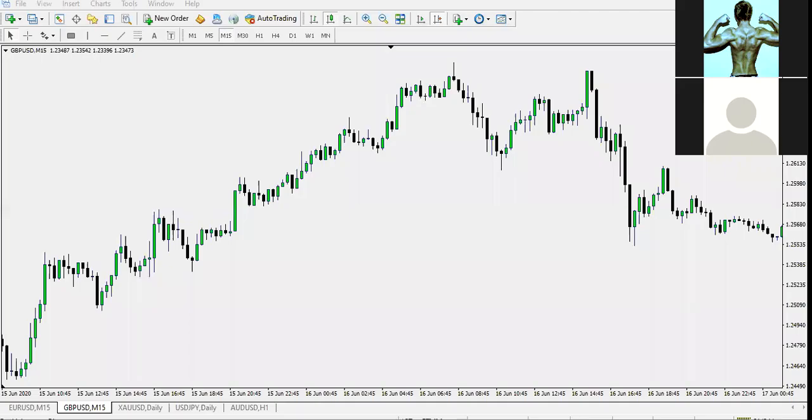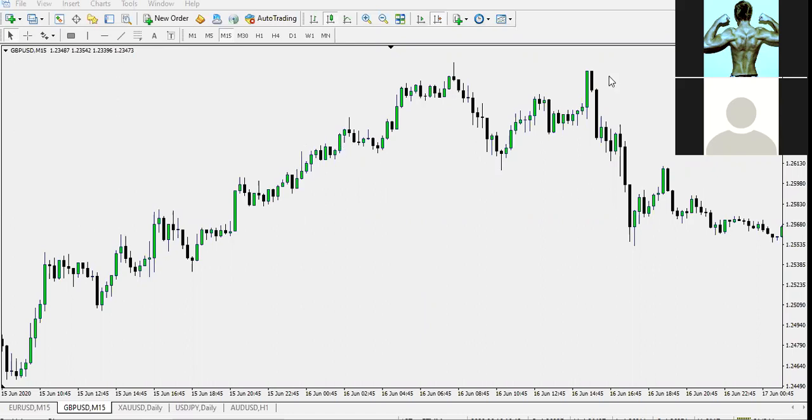So here is the 15-minute on GU. Now, generally, if you are going to be scalping on the lower time frames, you want to pick a pair that has lower spread than other pairs because you don't want to be taken out of your trade due to spread. So trading any pair with low spread or an ECN account is beneficial in this regard.